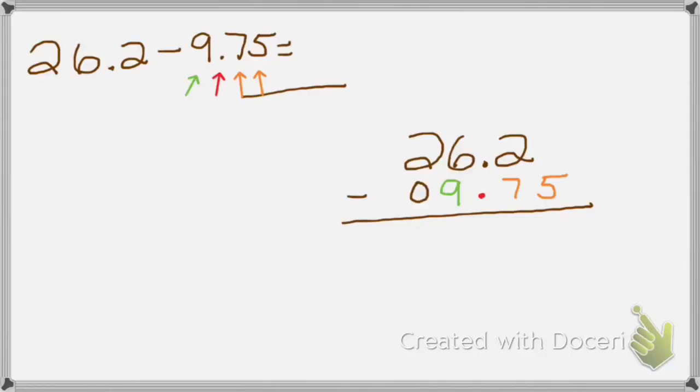So 2 is not a complete column. Put in the place value 0. 6 and 9 are good. Decimal and decimal are good. 2 and 7 are good. I'm missing a 0 right up here. Now I have 0 and 5 are good. We're ready to go ahead and subtract.